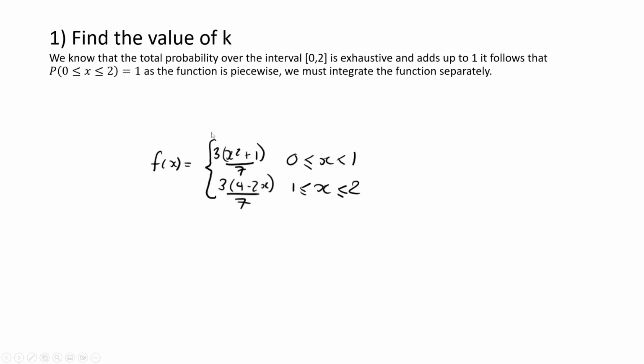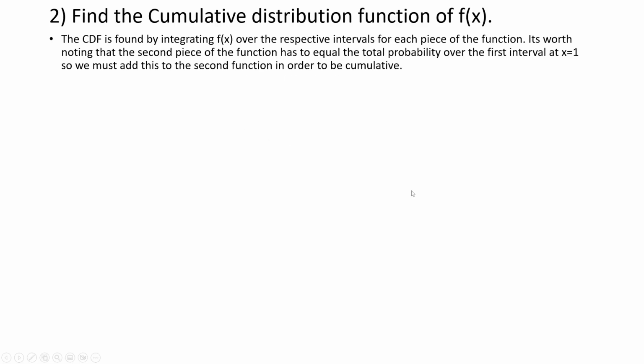Finally, we can rewrite our probability density function without the value of k, and it's defined here as you can see. Second question then, we want to find the cumulative distribution function of f of x. So the CDF is found by integrating f of x over the respective intervals for each piece of the function. It's worth noting that the second piece of the function has to equal the total probability over the first one at x equals 1.